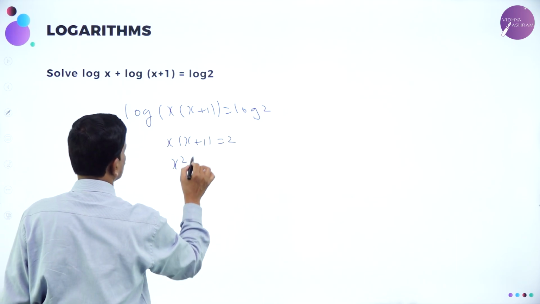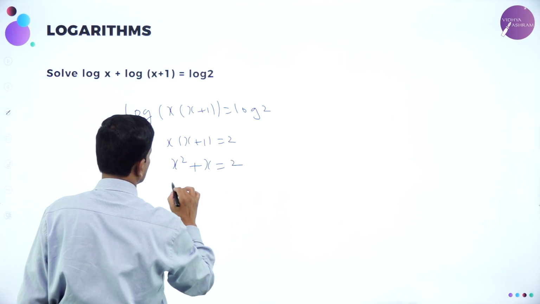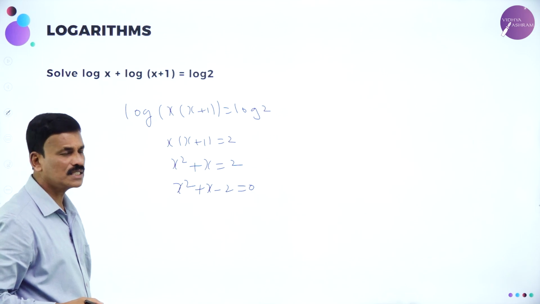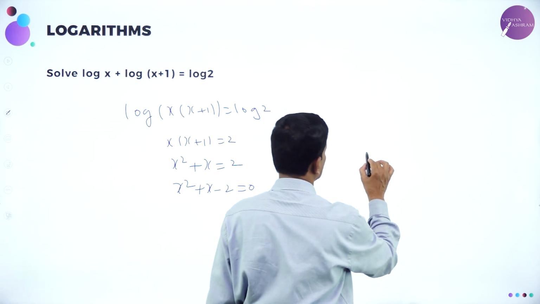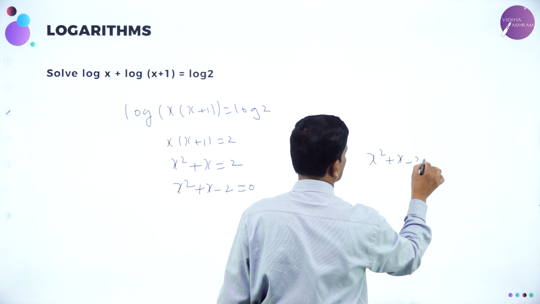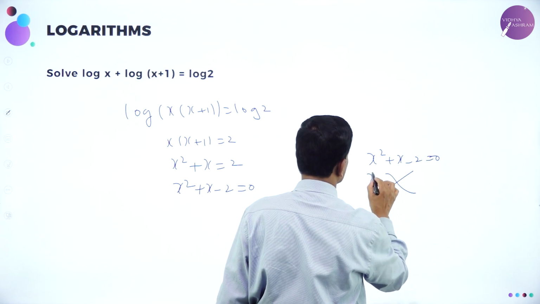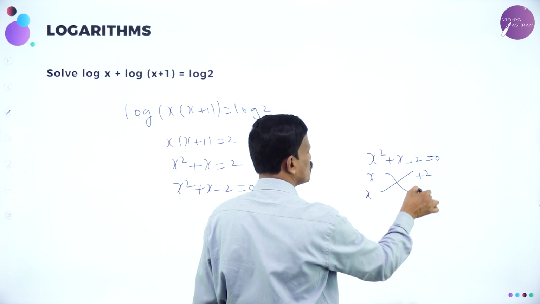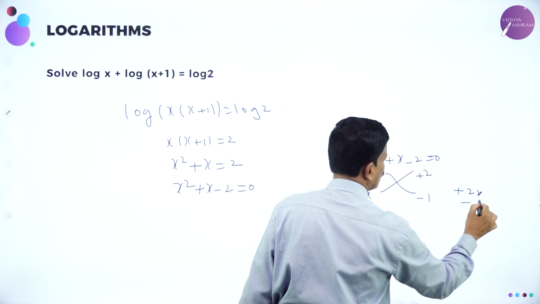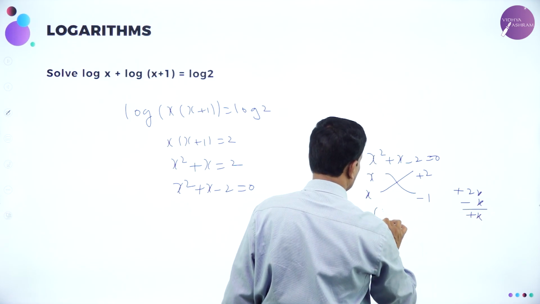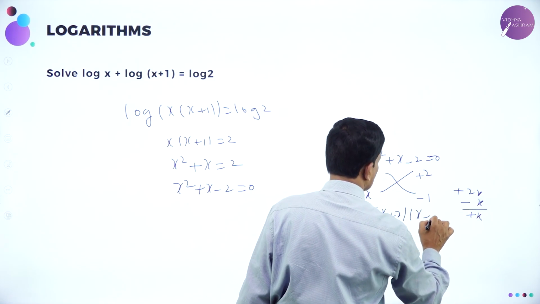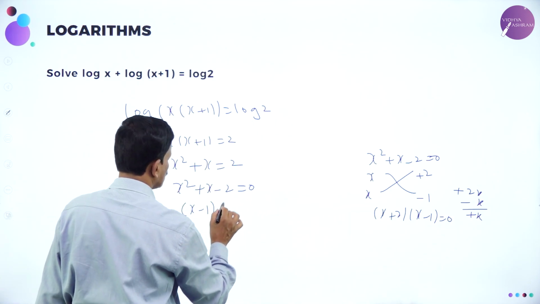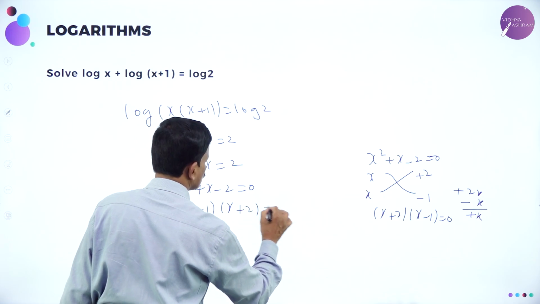Multiply this. x into x is x square, plus x is equal to 2, or x square plus x minus 2 is equal to 0. This is a quadratic equation. Factorize this quadratic equation by any method. x square plus x minus 2 is equal to 0 can be written as x into x, 2 1s are 2, this is plus and minus, plus 2x and minus x is equal to plus x. So the factors are x plus 2 into x minus 1 is equal to 0.